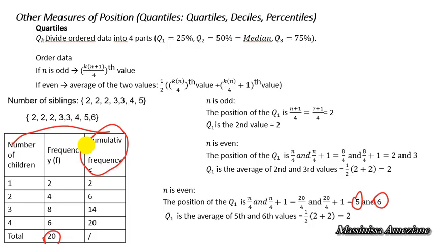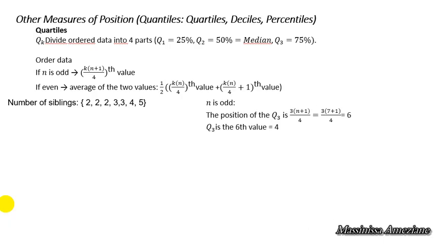Where is 5 here? Since we don't have 5, we said we need to check the next available value in the cumulative frequency. What do we have here? After 5 we have 6. So the value of the fifth position is actually 2, and the sixth position is also 2, the same thing. So Q1 is the average of 2 and 2, which is 2, the same value.